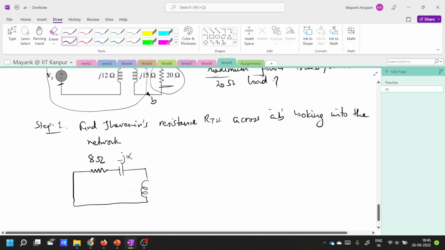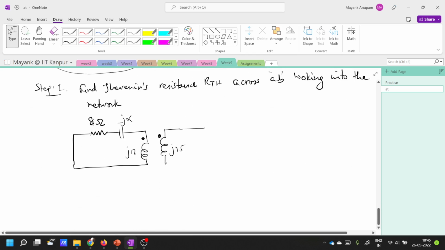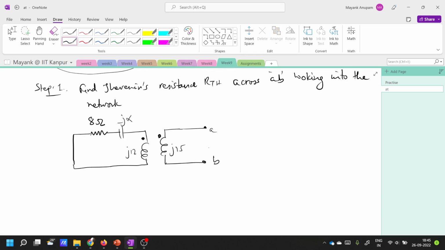And then this inductor's value is 12. This is the dot placement here. And then there is another inductor here, whose value is j15. And you have nothing here, I guess. Fine. So these are the two terminals. Across these two terminals, you want to find out the Thevenin resistance.